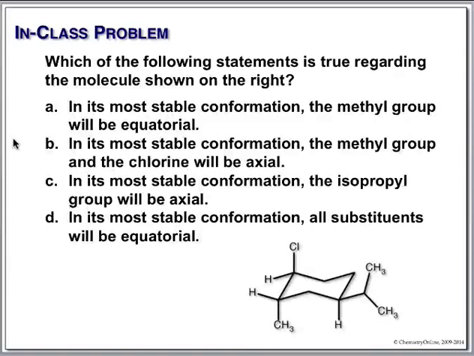If we simply count numbers of equatorial groups, here we have two axial, one equatorial. If we ring flipped, we would have two equatorial, one axial. Simply based on counting, that's going to be better. So if we ring flip here, this methyl becomes equatorial. And that's the best answer. Methyl group and the chlorine will be axial. Well, no, that's two axials, one equatorial. Here, isopropyl group will be axial.